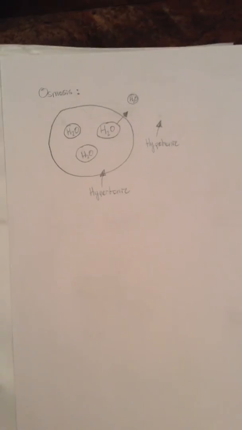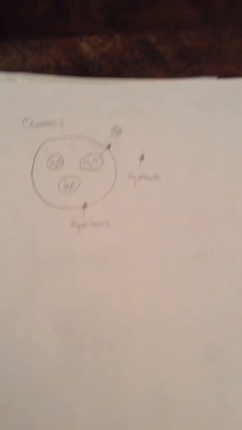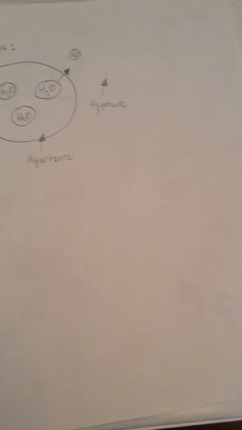Another type of passive transport is called osmosis, which is the diffusion of water. In osmosis, water goes from a hypertonic solution to a hypotonic solution, creating an even concentration gradient, making both isotonic solutions.